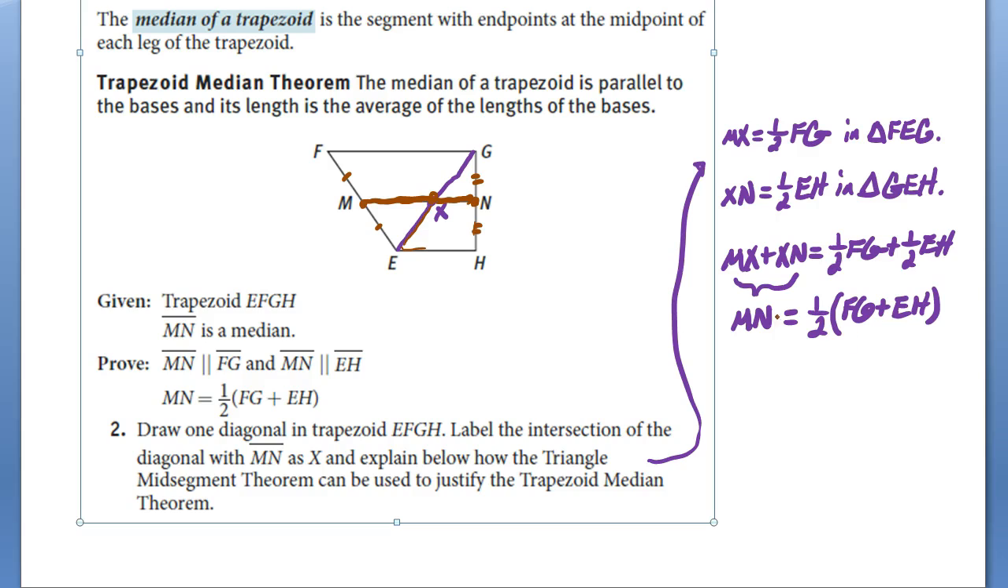And now we know why in yesterday's lesson, even though we were discussing kites, we also had the triangle midsegment theorem, because we needed that theorem to prove this new theorem about trapezoids.